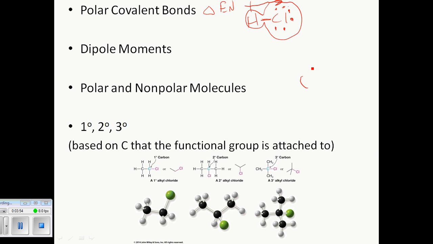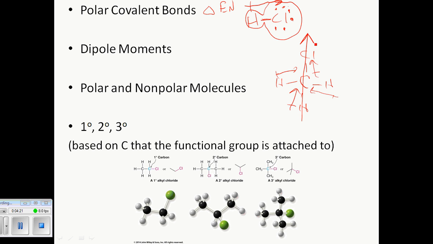So for example, if you had a carbon that had a chlorine and it was attached to 3 other hydrogens, and we draw the dipole moments here, they're all going to be in this direction. So in general, this molecule is going to have a dipole moment, or excuse me, it's going to be polar, and it's going to have more electron density around the chlorine end of the molecule than you are going to have on the hydrogen end of the molecule.